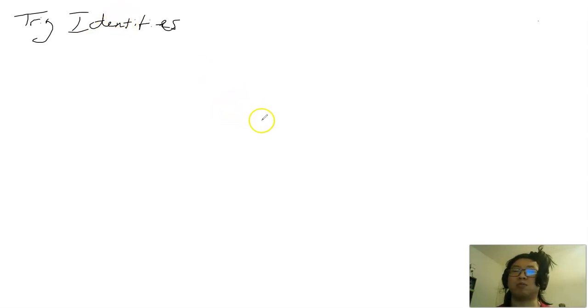So today we're talking about trig identities. Okay, identities. If you remember your geometry days, we had a bunch of sections dedicated to proofs, and properties of triangles and angles and all that other good stuff. This is pretty much a follow-up to that.